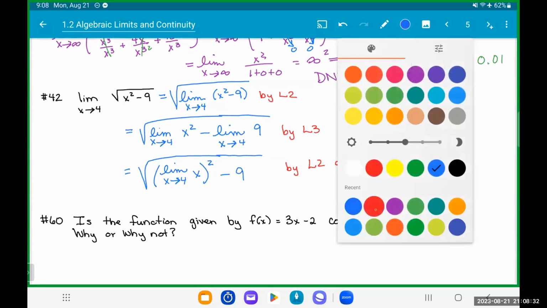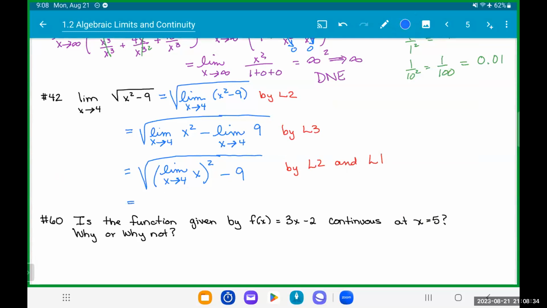So now we've broken it out like this, and we could say the limit here, as x approaches 4, is just 4, and then we have that squared, and then minus 9. So this gives me the square root of 16 minus 9, which gives me the square root of 7. So my limit for this problem is going to be the square root of 7.